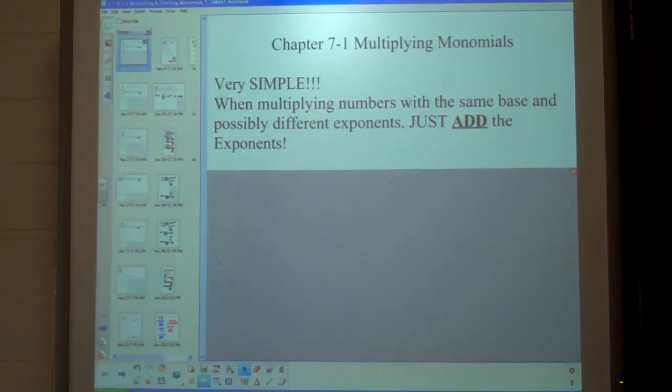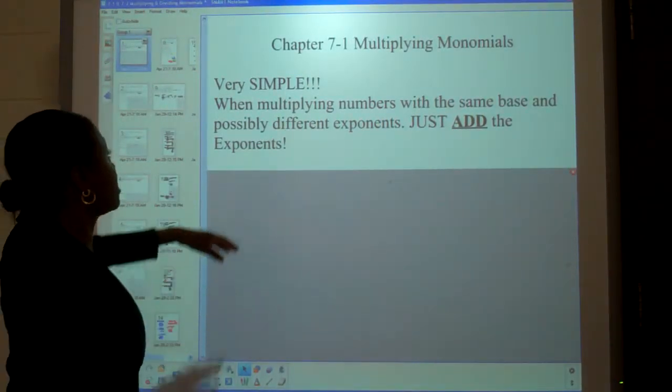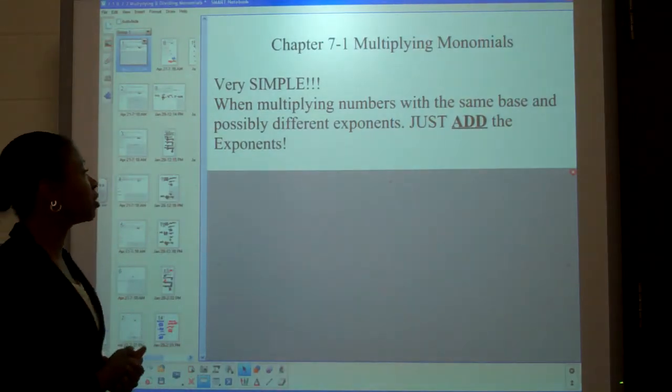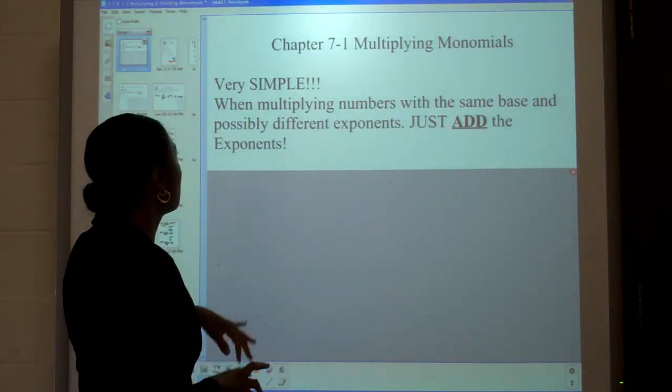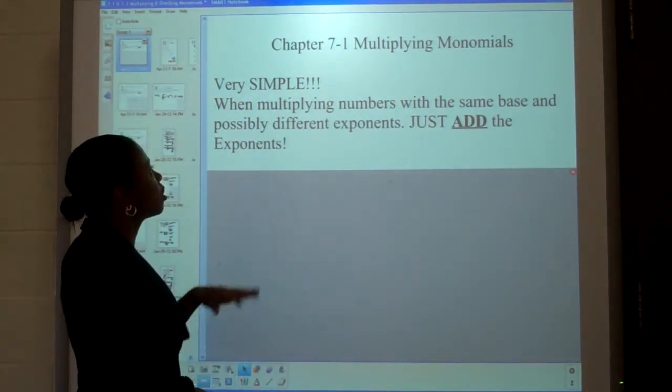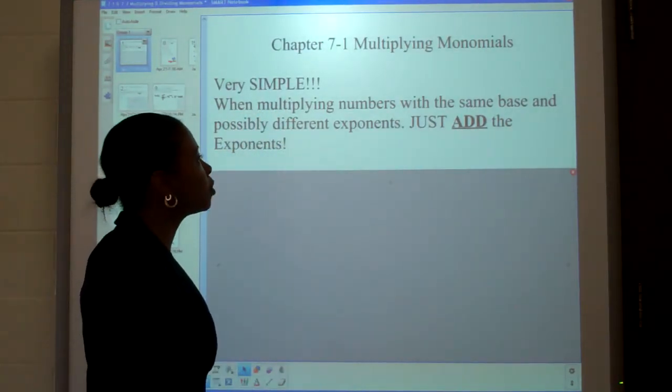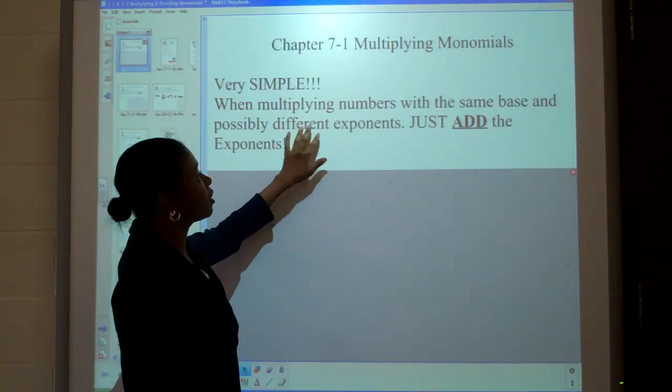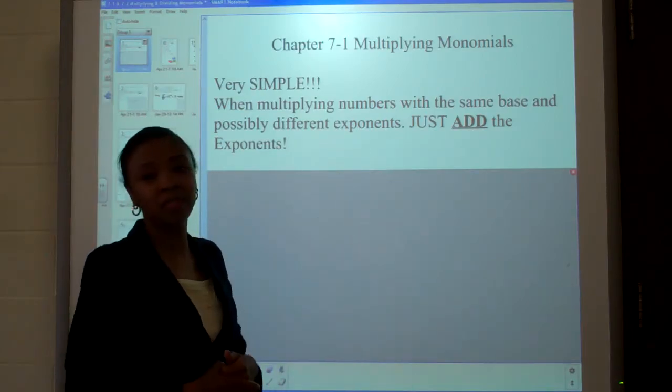This is multiplying binomials, and it seems very simple. I really think that you're going to like this. Most students do. When multiplying binomial numbers with the same base, possibly different exponents, just add the exponents.